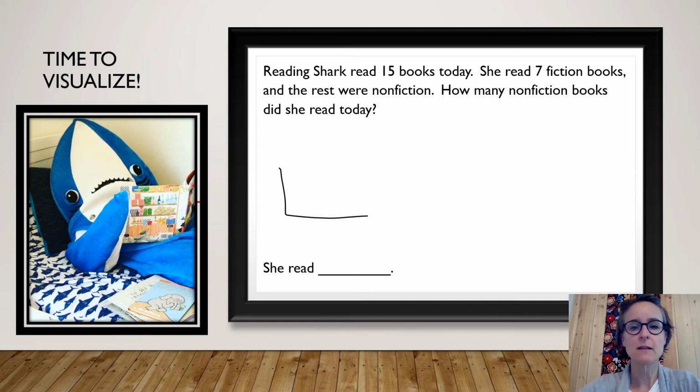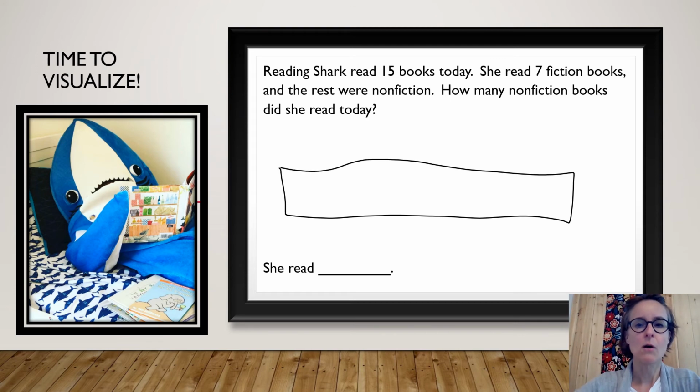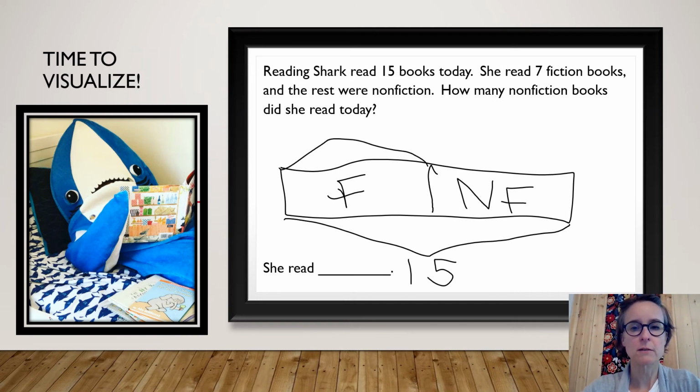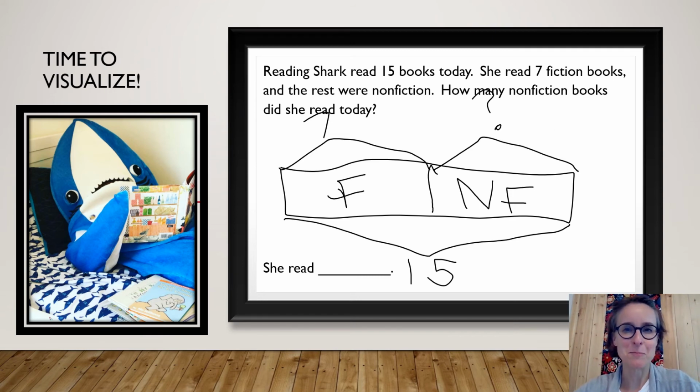That sounds to me like part, whole. One part is fiction and one part of all those books she read was nonfiction. When I look at my problem, I know that she read a whole 15 books. I also know the part that's fiction. I know she read 7 books today. What I don't know is how many nonfiction books she read today. Based on the tape diagram, do you know whether we're going to add or subtract?